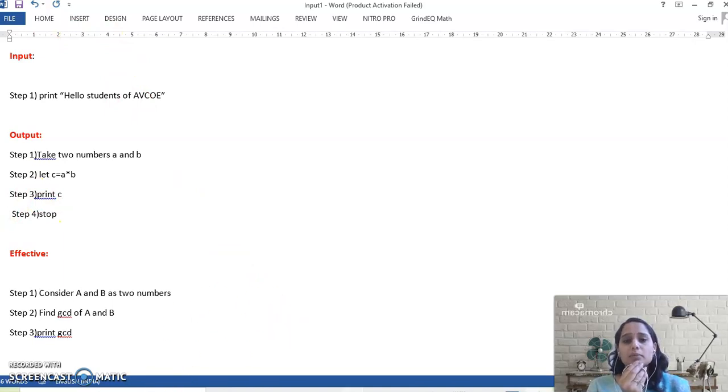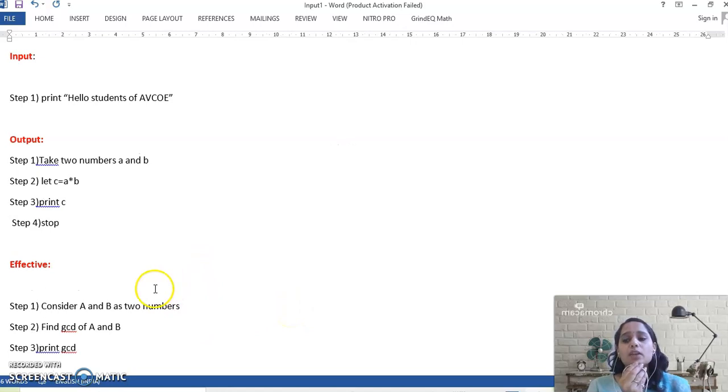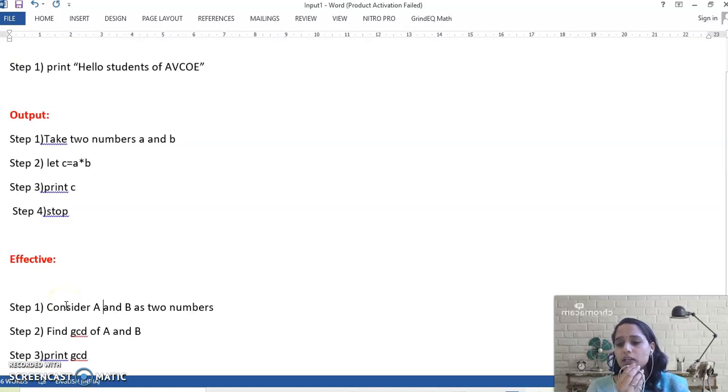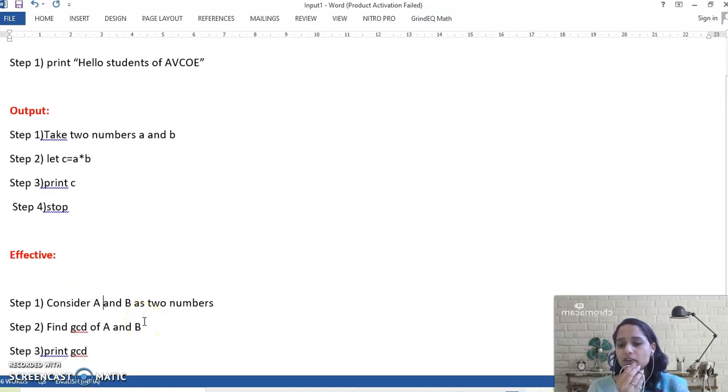Now going to the next property, that is effectiveness. What is meant by effectiveness? Effectiveness means every step should be very basic. It means it should not be very complicated. For example, this is my algorithm. Consider two numbers A and B. Next find GCD of A and B and print the GCD. Now remember, here I am printing the GCD of two numbers, right? But in step 2 I have directly mentioned find GCD of A and B.